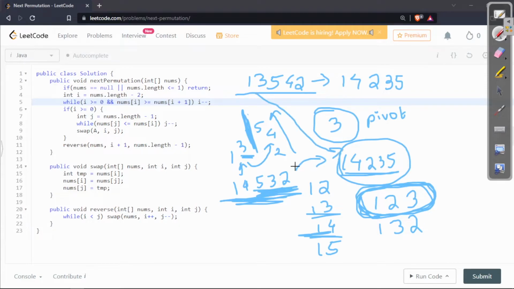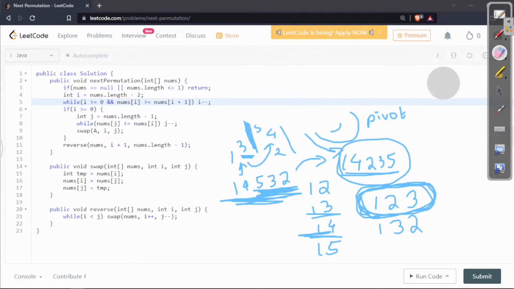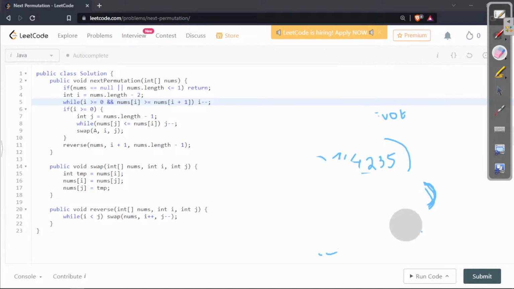I hope you get the intuition behind the algorithm, and let's now see the coding solution. So this is a base case check. In this part, what we are doing is just checking if the nums array contains only one value, then we would just return.